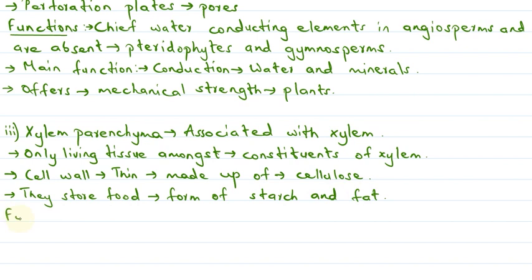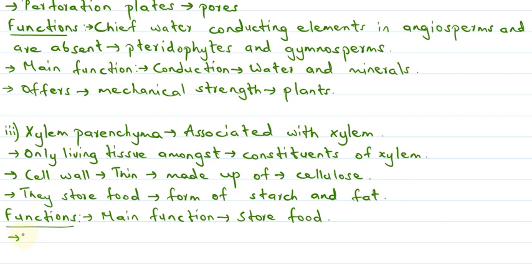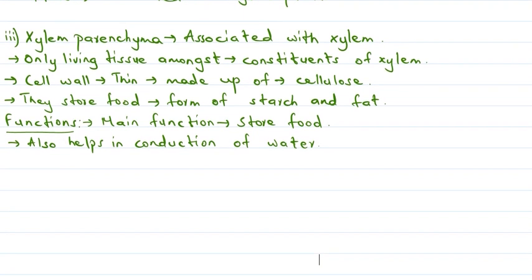So now let's see what are the functions performed by xylem parenchyma cells. So the main function is that these cells store food. Then it also helps in the conduction of water. Okay, so these are the main functions performed by xylem parenchyma.